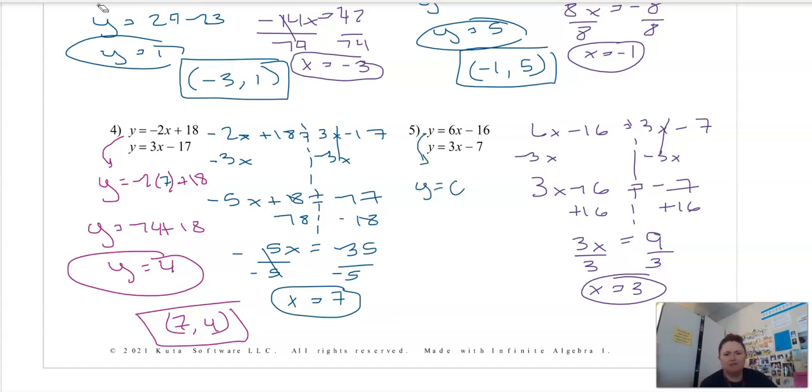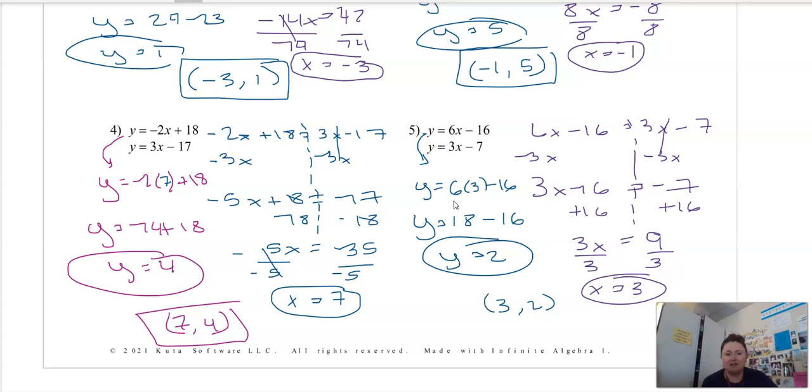Y equals 6 times 3. Y equals 18 minus 16, so y equals 2. So my point should be 3, 2. Again, just check. 3 times 3 is 9, minus 7 is 2. Good. And I could check it back in here. 3 times 6 is 18 minus 16 is 2, but that's how I got the 2.